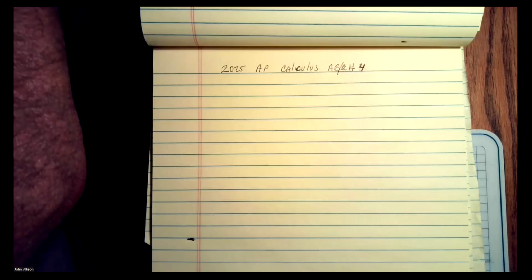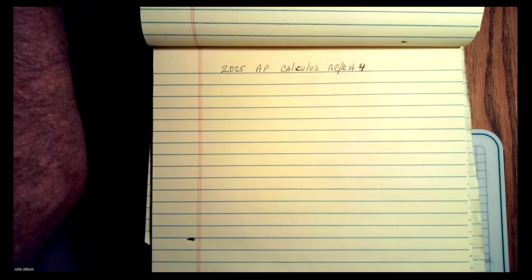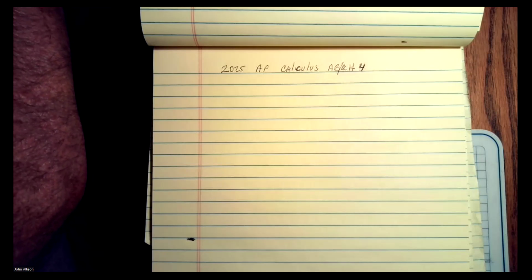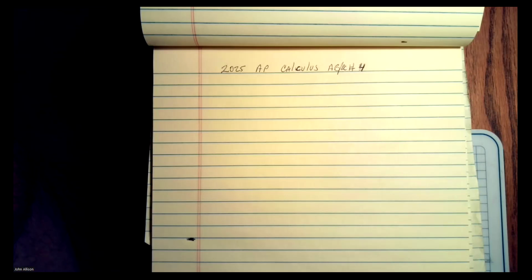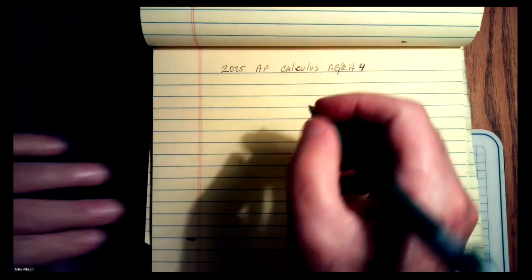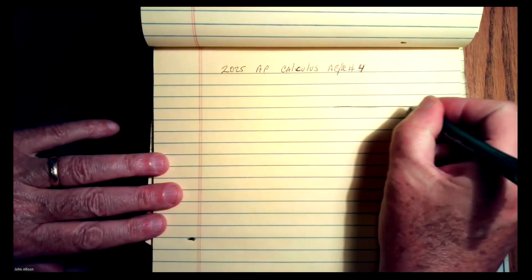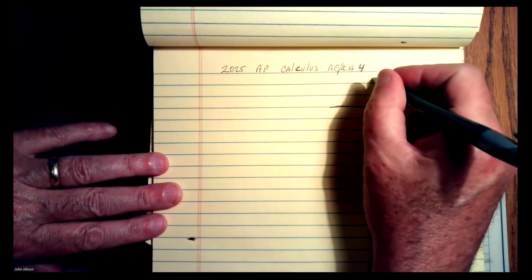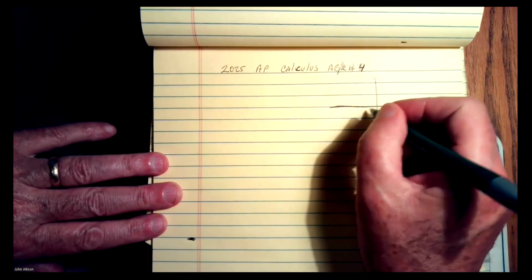Number 4 has a continuous function f defined on the closed interval from -6 to 12. The graph of f is two semicircles, the first one below the x-axis, the second one above the x-axis, and then one line segment shown in the figure. I wouldn't do this on the exam, but so that you can see what I'm looking at here.